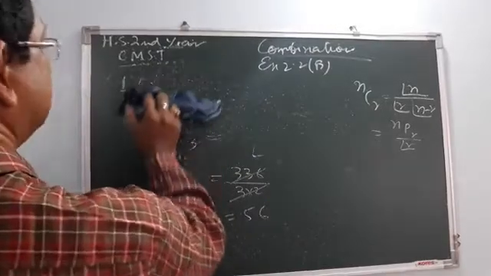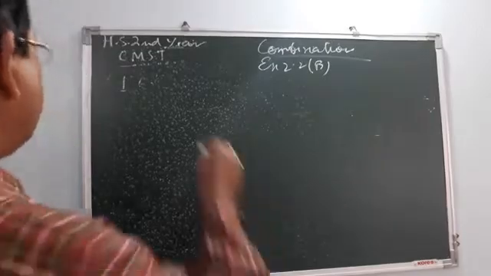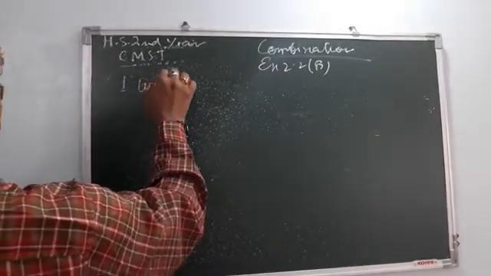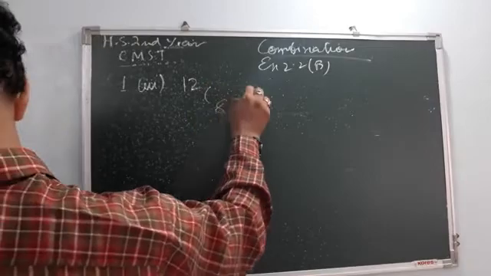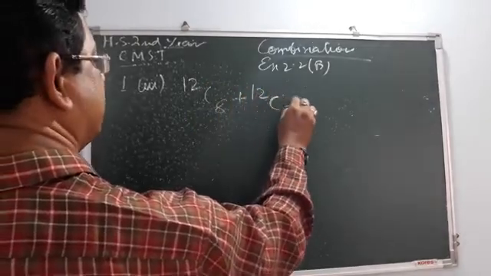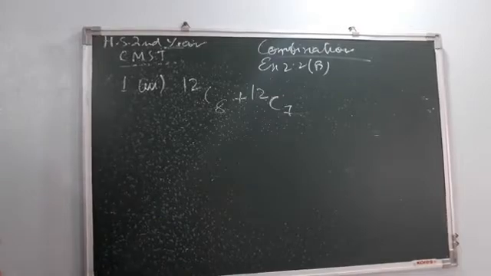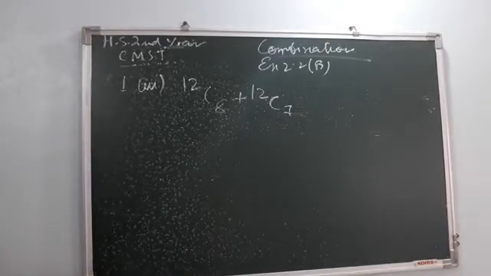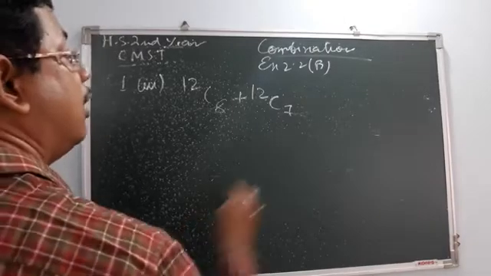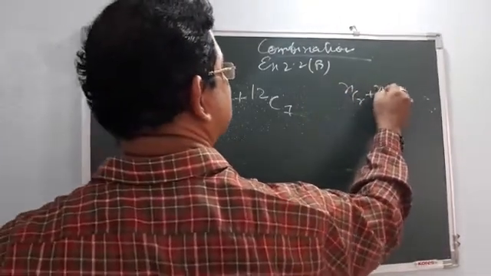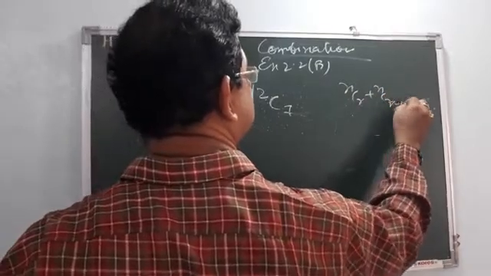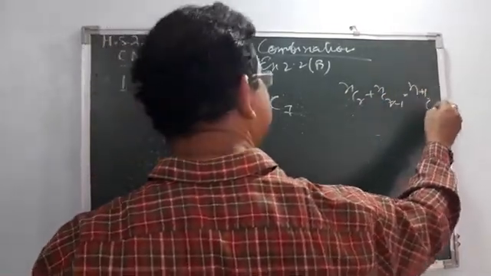Question number 3 of this question is 12C8 plus 12C7. One formula was given here. I will write this formula for your convenience. It is what? NCR plus NCR minus 1 is equal to N plus 1 CR.